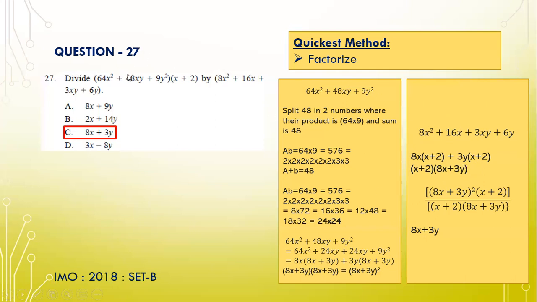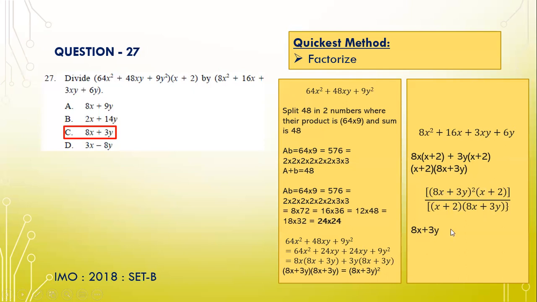Now you have to divide this whole thing by this thing. So what is this whole thing? 64x square plus 48xy plus 9y square. It is 8x plus 3y square into x plus 2 divided by this. And what are the factors of this? It is x plus 2 into 8x plus 3y. 8x plus 3y will cancel the square, and x plus 2 will cancel x plus 2.